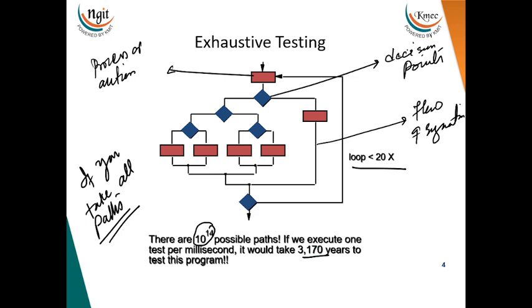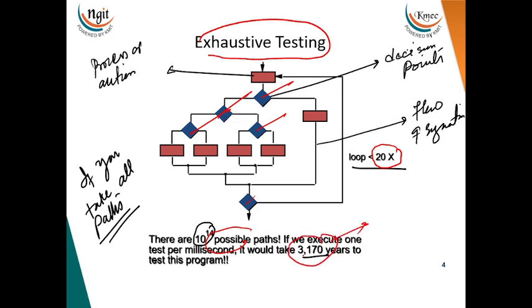So there are a few things about that. Other than that, we have exhaustive testing. Now let's take an example. I have this statement and it has one condition, one condition, one condition and one condition, and there is one more condition. So if the loop is greater than 20 or less than 20x, it's given as less than 20x. If I go through all the paths, I'm not sure which are the possible paths. If I execute all the paths, there are 10 to the power of 14 possible paths. If you execute one test per millisecond, it will take this much time for the program to be executed.